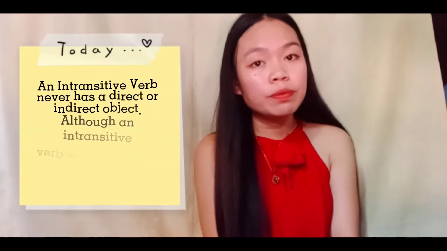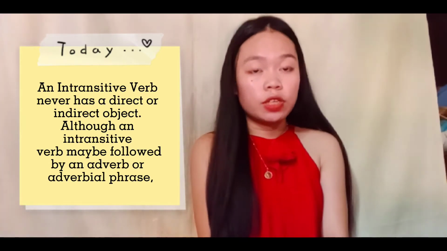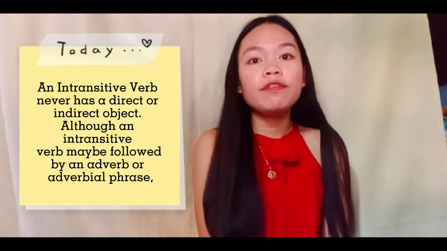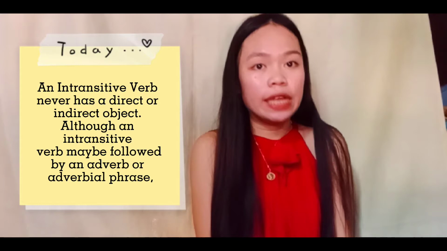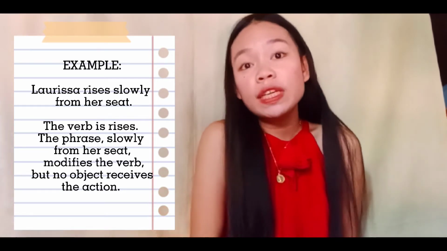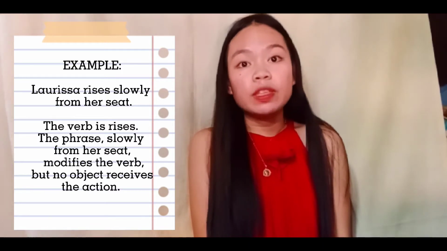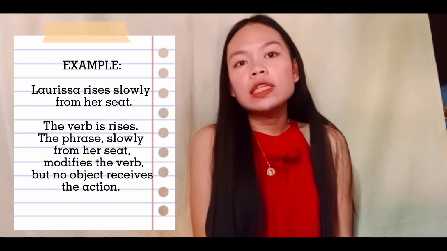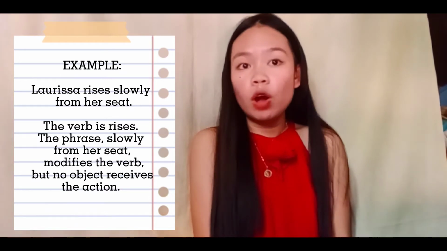And the second one is intransitive verbs. What is an intransitive verb? An intransitive verb never has a direct or indirect object. Although an intransitive verb may be followed by an adverb or adverbial phrase, there is no object to receive its action. For example, Larissa rises slowly from her seat. The verb is rises. The phrase slowly from her seat modifies the verb, but no object receives the action. That is intransitive.